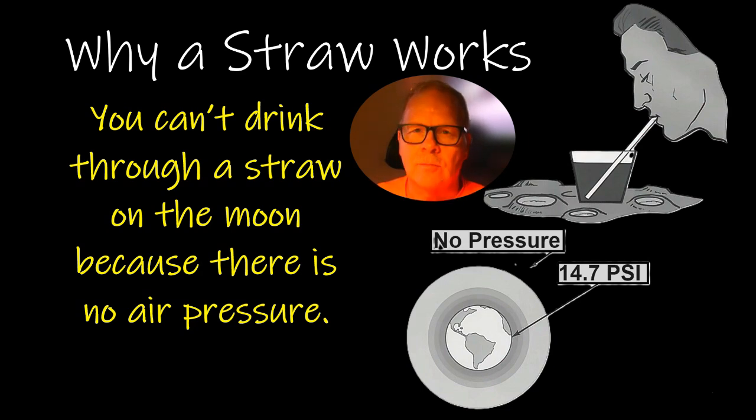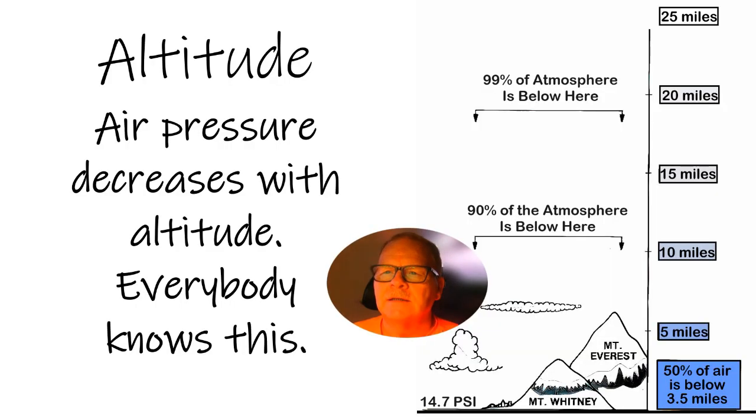Now the sea level pressure on Earth is 14.7 psi. There's no pressure in space. Altitude is where pressure decreases the higher you go. It's really interesting how that works. The air pressure at the top of Mount Everest is only about 5 psi. And you know, water boils at a lower temperature at those higher altitudes and everything else. But air pressure is everything.